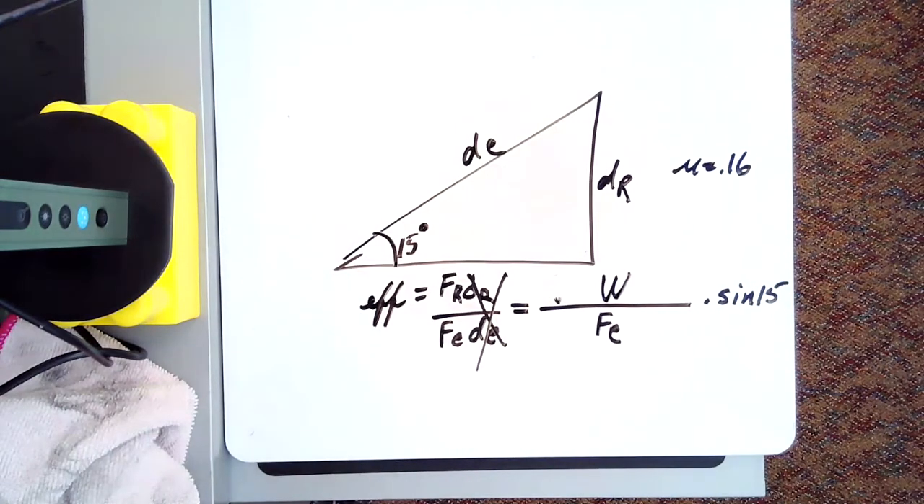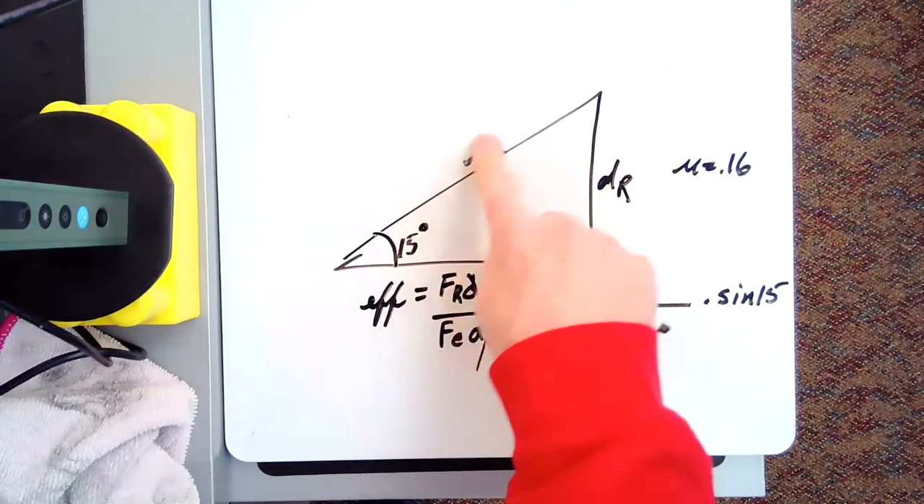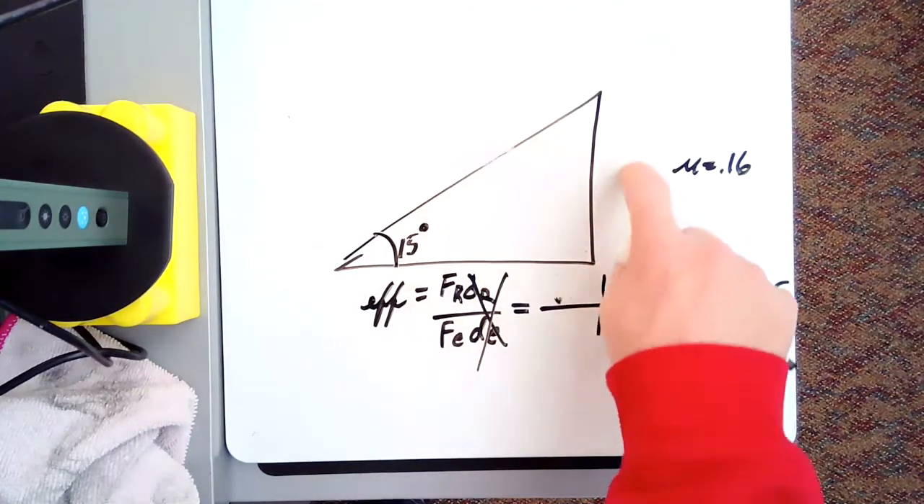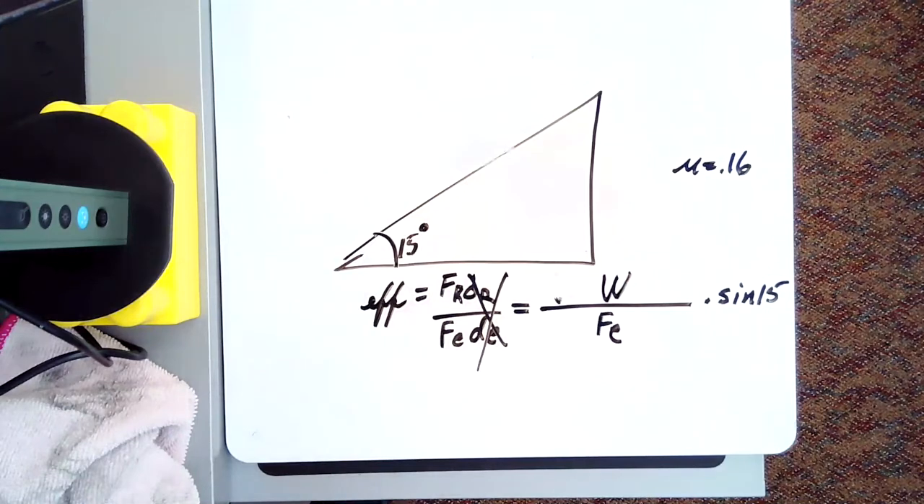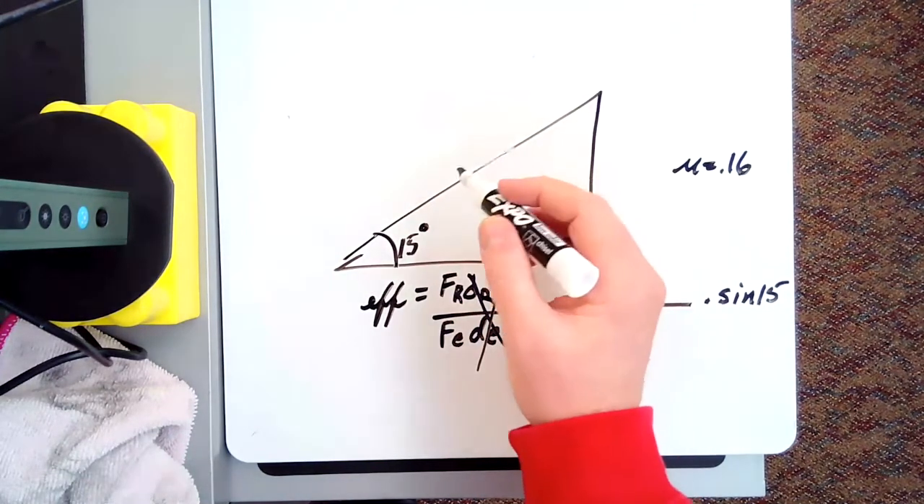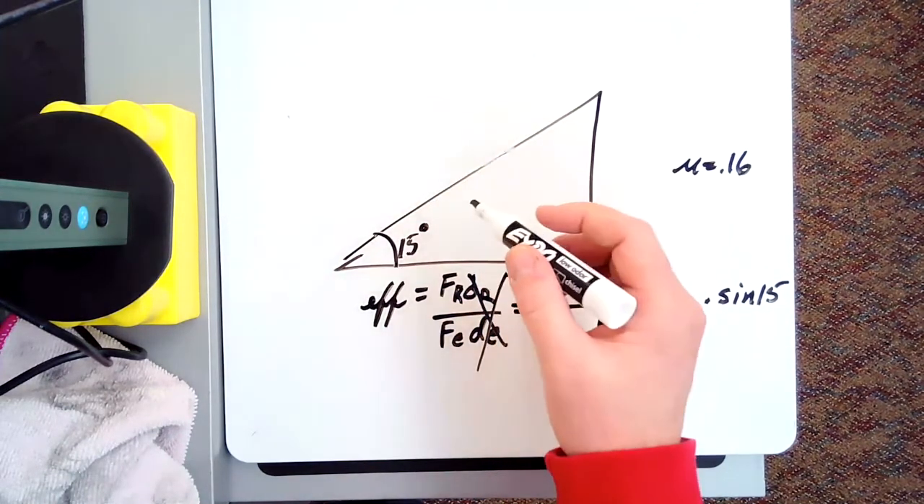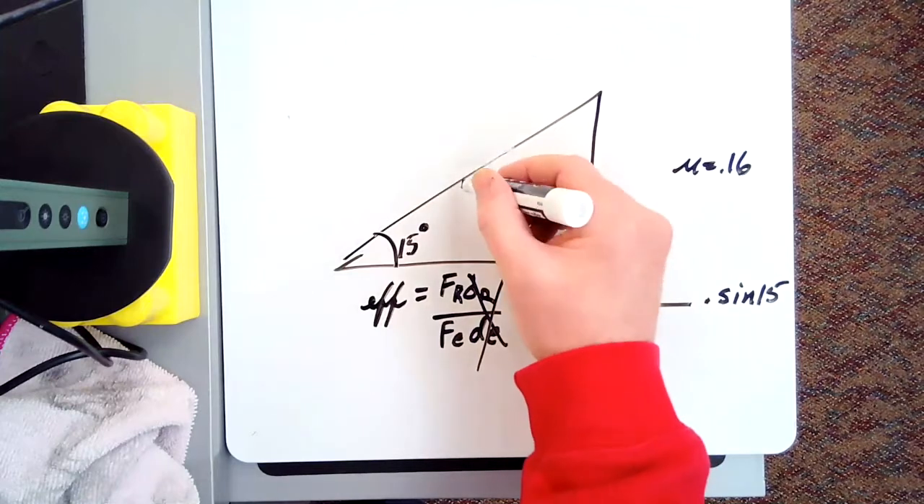Okay. All right, what can I put in for FE? Well, I need to probably draw an FBD. Was that our least favorite unit or something? Oh, yeah. Okay.